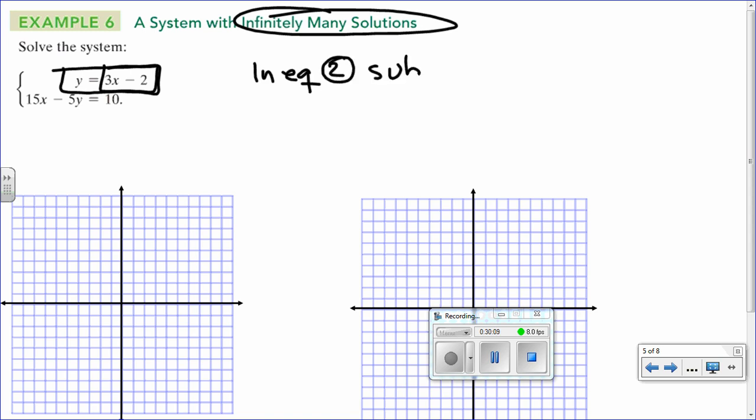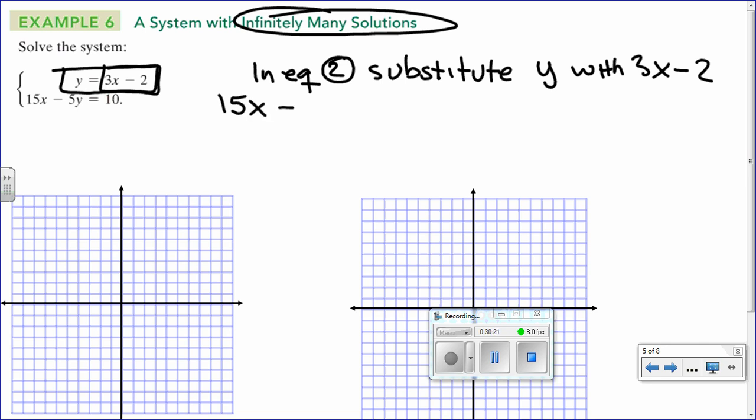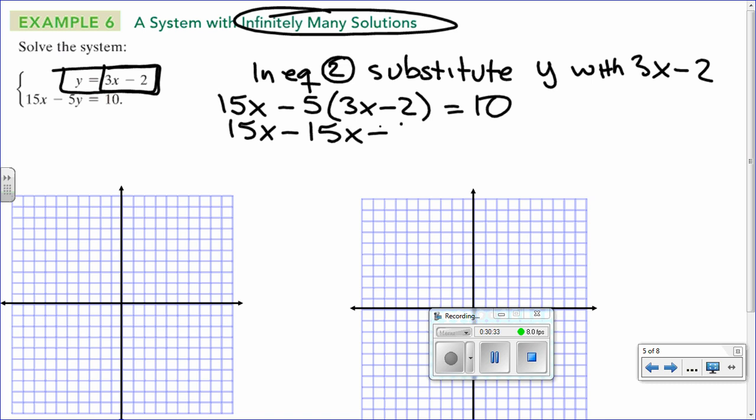I'm gonna substitute y with the expression 3x minus 2. So we'll take the second equation, and we're going to substitute y with 3x minus 2, and that is equal to 10. So then we need to distribute here the negative 5. That will be negative 15x, plus 10. Remember, negative times negative, so that will be positive.